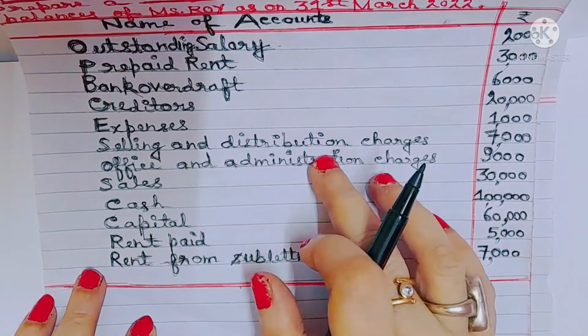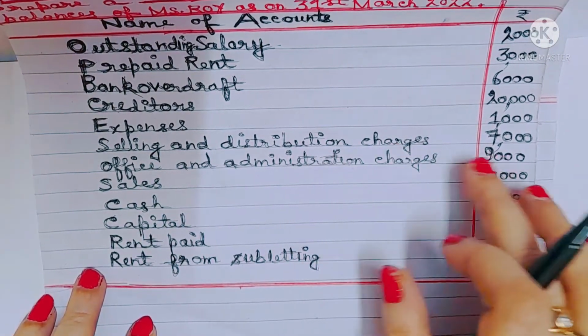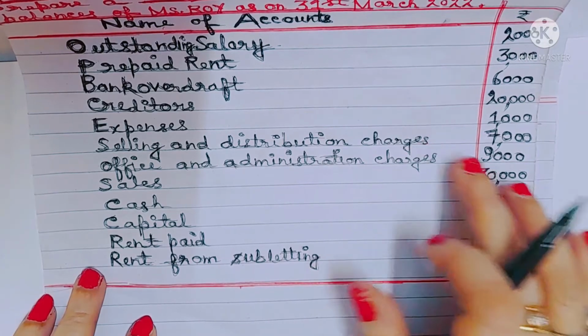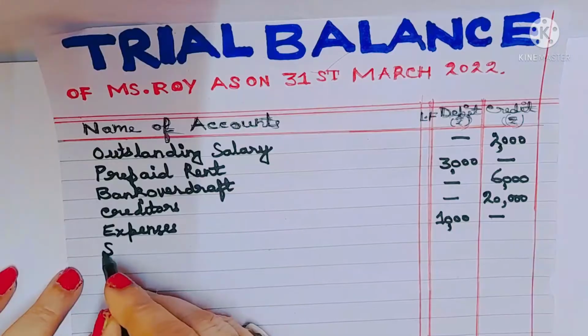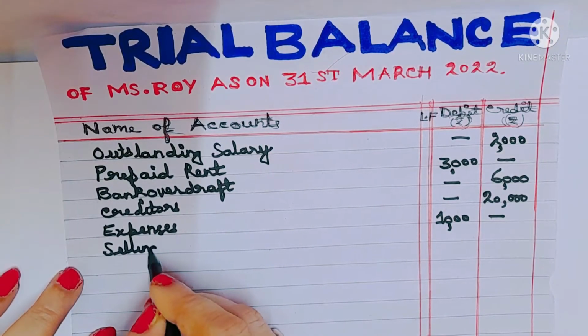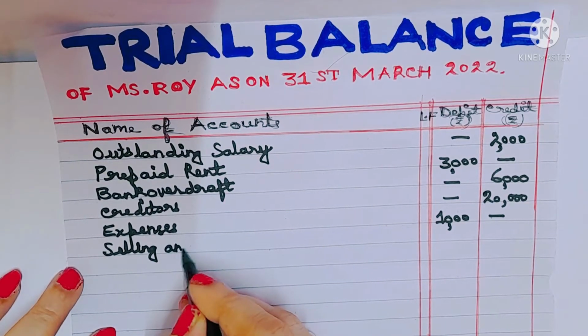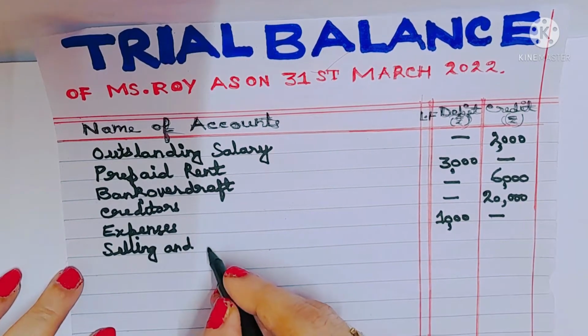Selling and distribution charges. Charges means expenses. 7,000. Let's write selling and distribution.